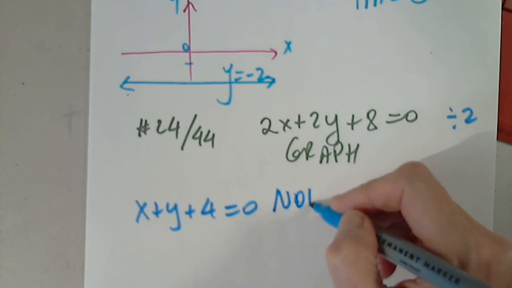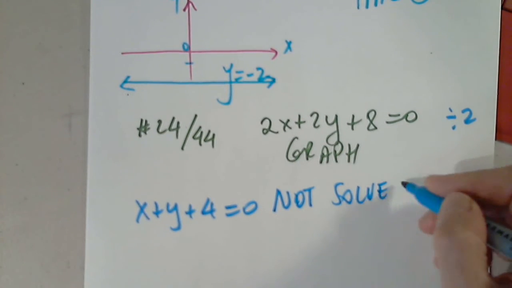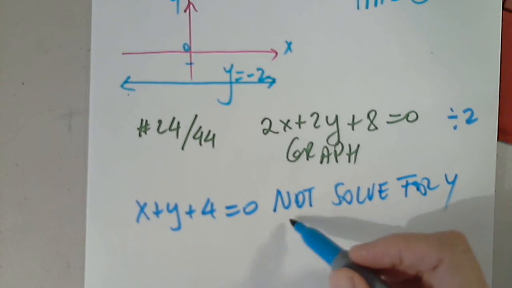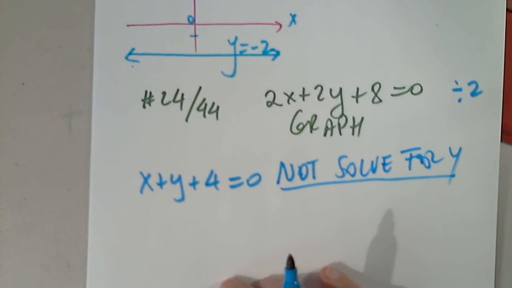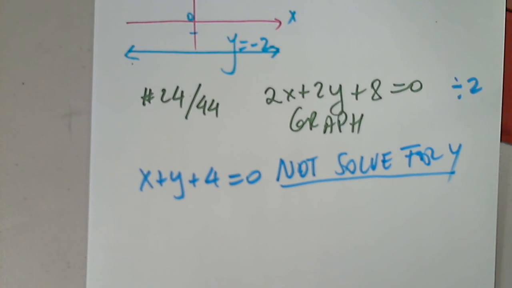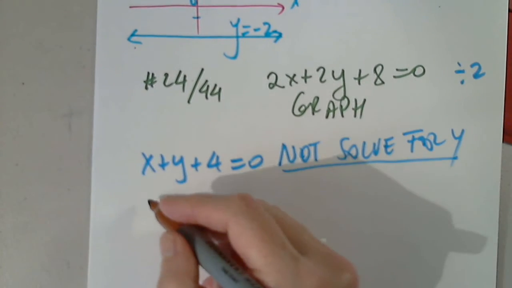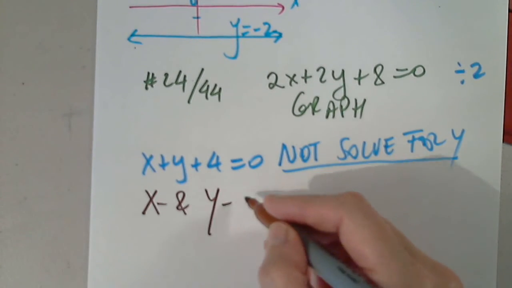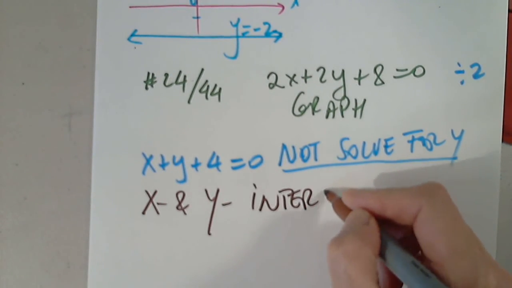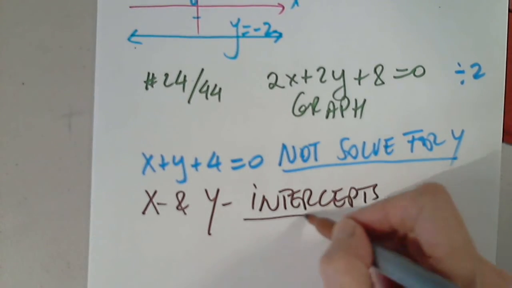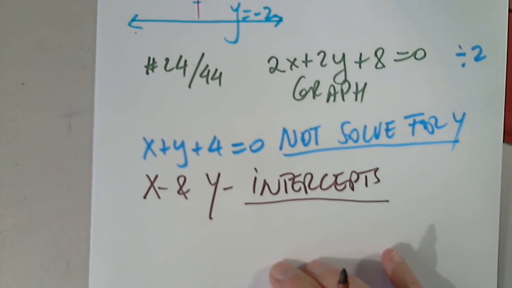I will not solve for y. We're not using the slope to graph. That's not required. It's a waste of time. So I need to find the x and y intercepts. I always look for the x and y intercepts for any graph, for any function or not. I will always look for the x and y intercepts.